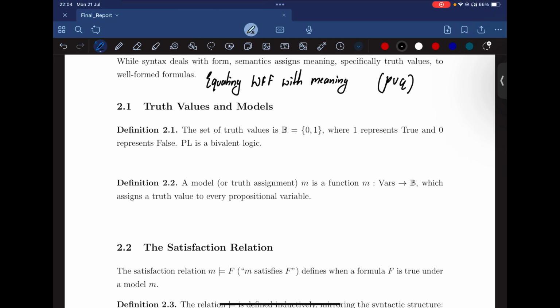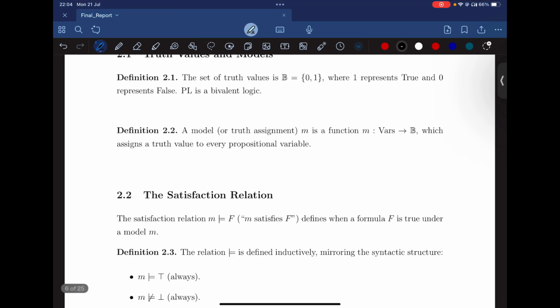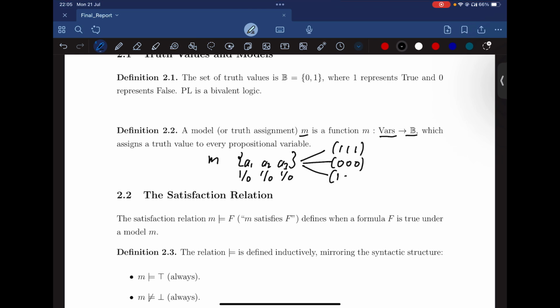It's convention. A model or truth assignment M is a function, essentially from variables to binary values. Let's say in your scope you have variables A1, A2, A3. Now each of them can be assigned true or false. What M does is it takes these variables and maps each to one of its possible outcomes. Let's say it can be 1, 1, 1, all of them true, all of them false, or first true, the rest false. Any of the possible outcomes.